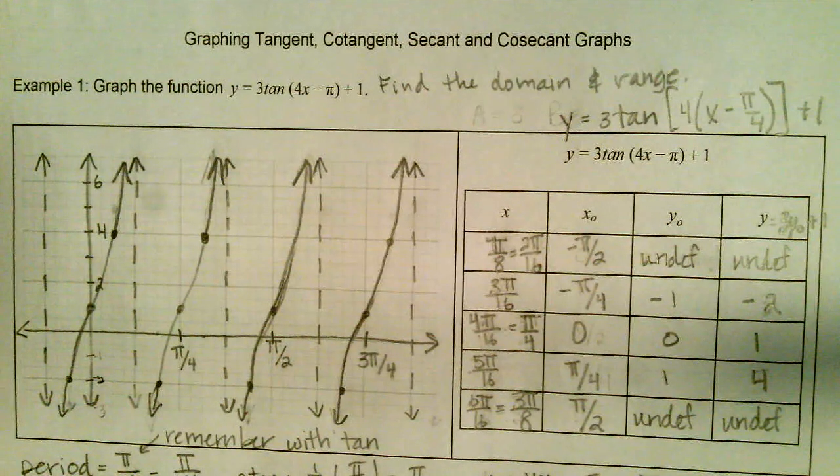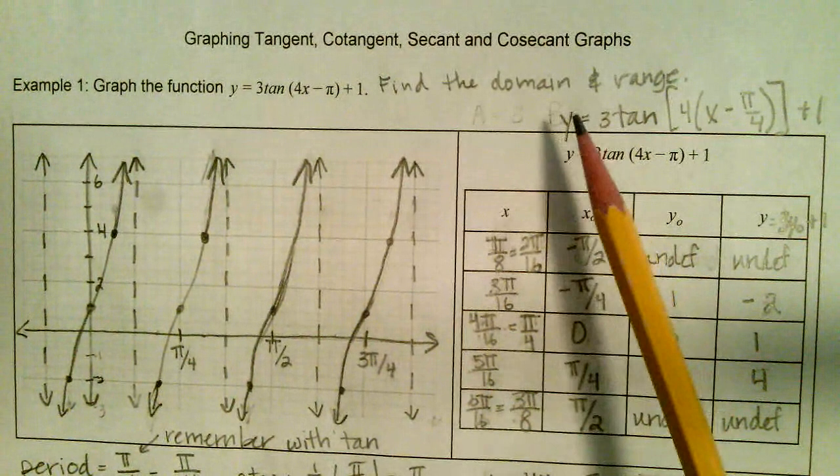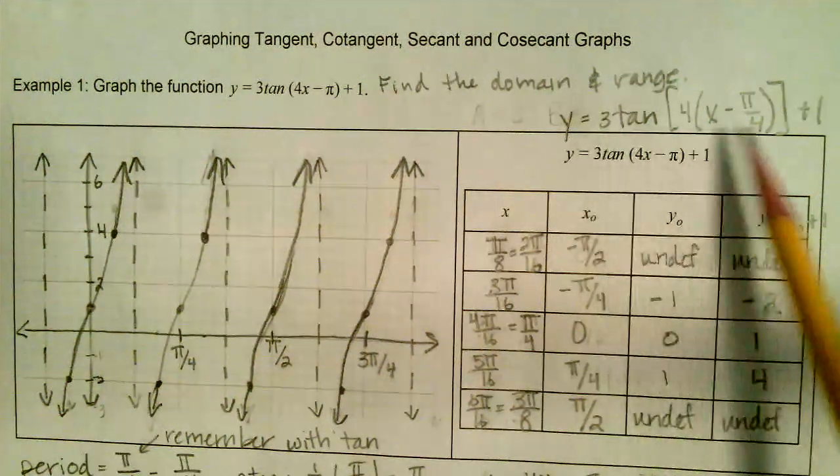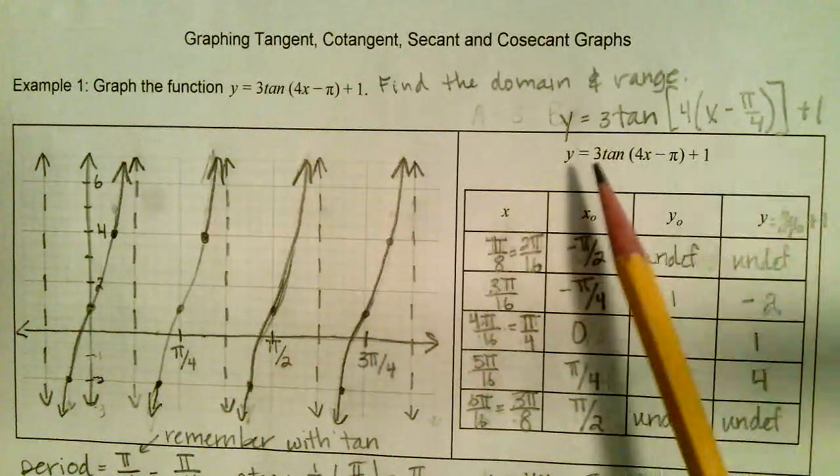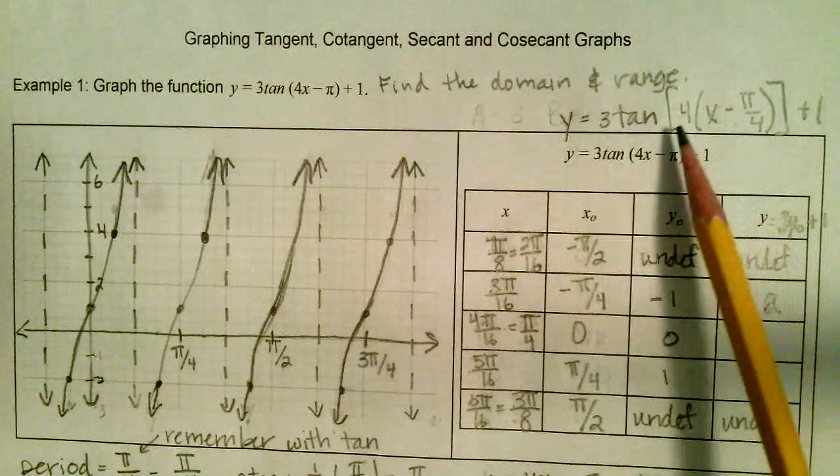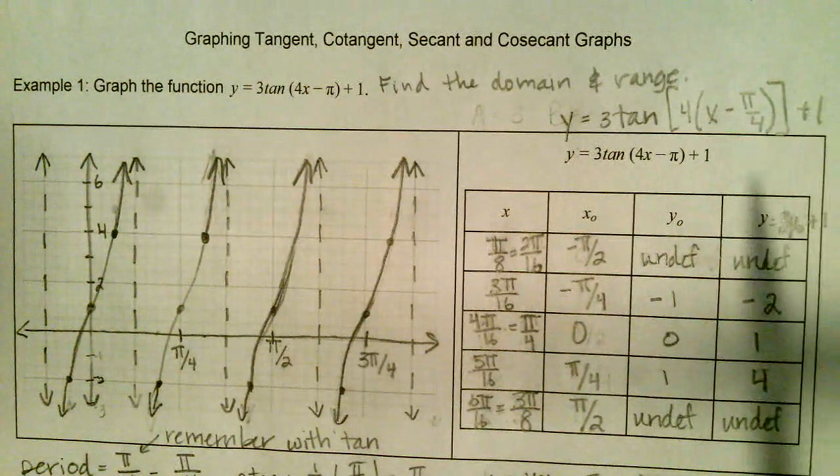So today we're going to talk about graphing transformations of the tangent, cotangent, secant, and cosecant graphs. Okay, so for our first example, we are going to graph a transformation of the tangent function, and then we're going to find the domain and range. So the first thing that I always do is rewrite my equation so that I can see what my A, B, C, and D are.